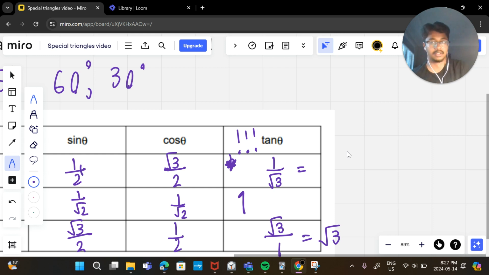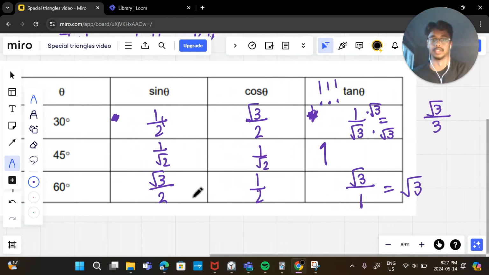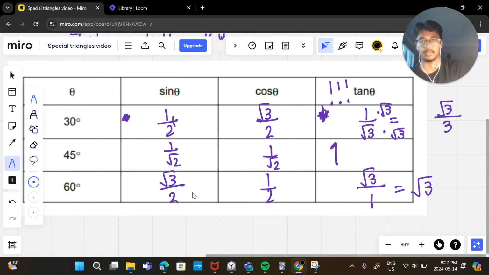So what we can do is multiply both the bottom and the top by square root 3, and then we can get square root 3 divided by 3. Just one thing to keep in mind. Also same thing for these ones, right? So do the same thing. And I believe that you will get square root 2 over 2. So same thing for both of these.